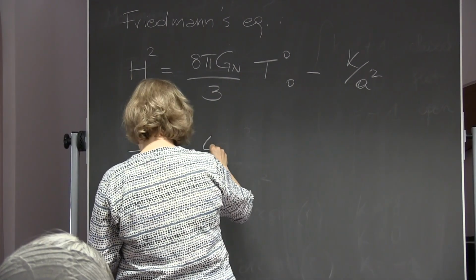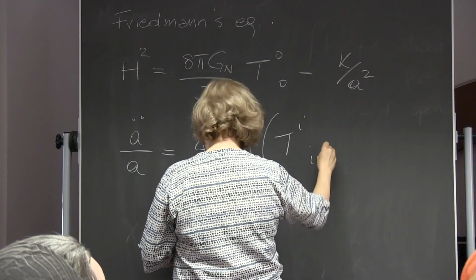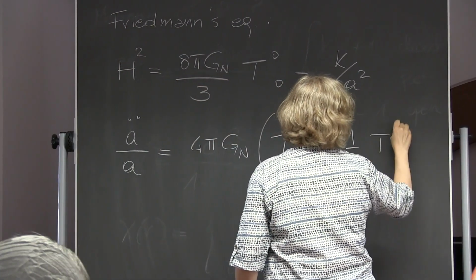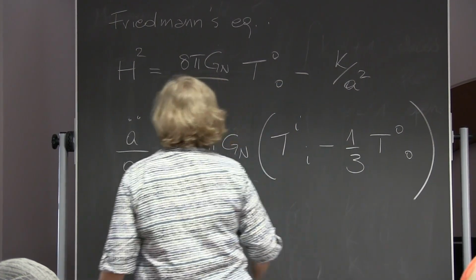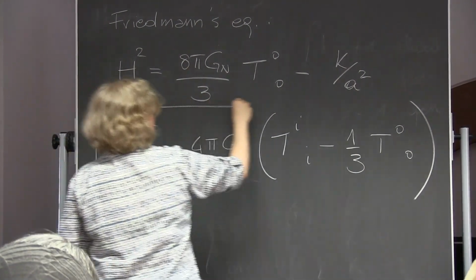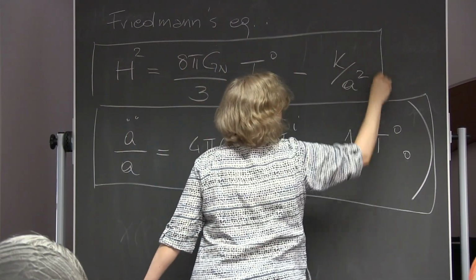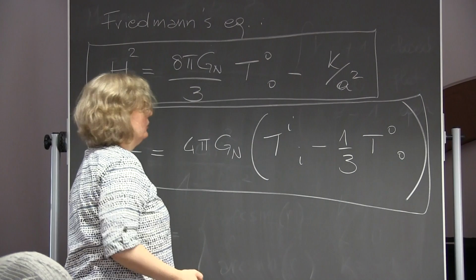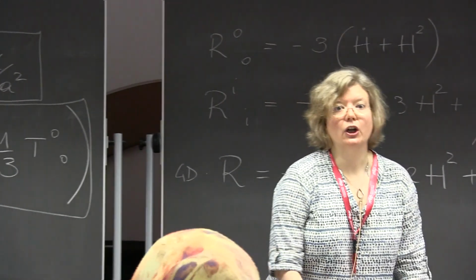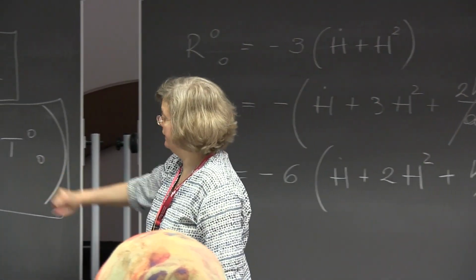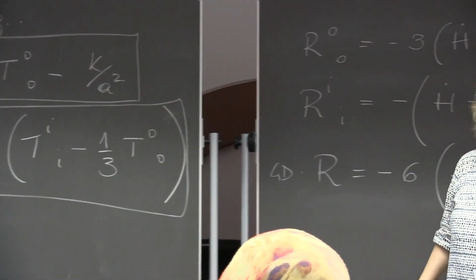It's 4 pi G_N times T_ii minus 1/3 of T^0_0. Okay? So these are the two main equations we need. Notice that in this equation also the k term has gone away, so this depends only on the second derivative of a and the energy momentum tensor. Instead, the Friedmann equation contains always the curvature term as well.